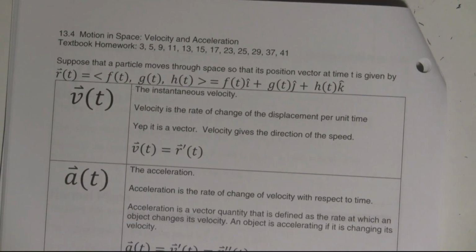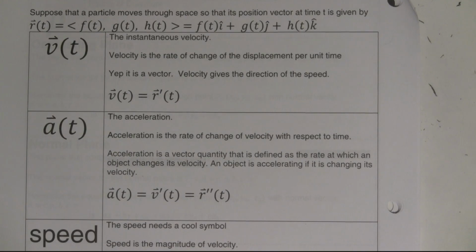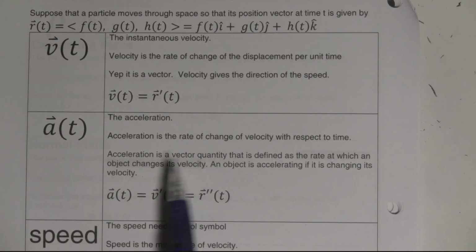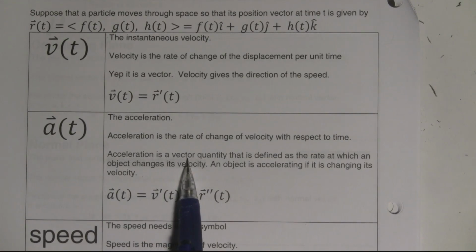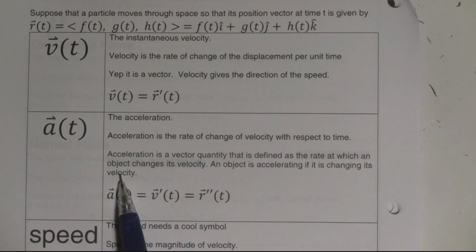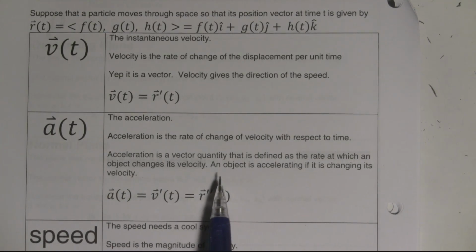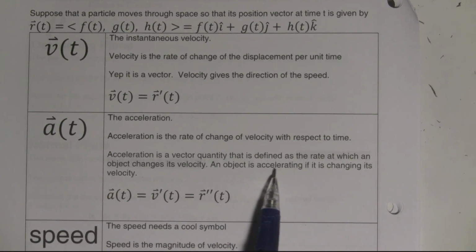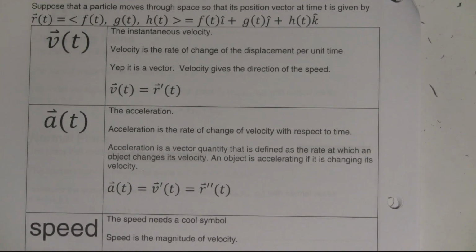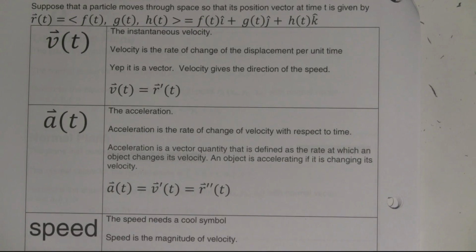And so the acceleration is the rate of change of the velocity with respect to time. Acceleration is a vector quantity that is defined as the rate at which an object changes its velocity. An object is accelerating if it's changing its velocity. And the acceleration is the second derivative. And good news, we already knew these things, so it's lucky that they're not something different.